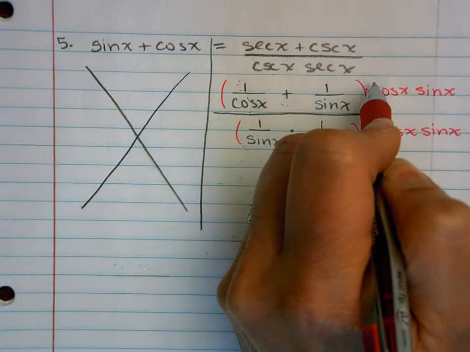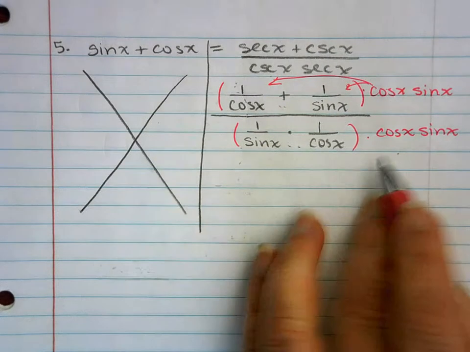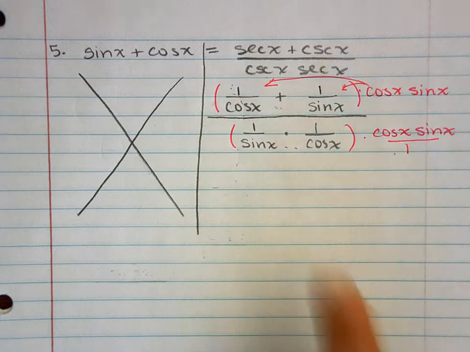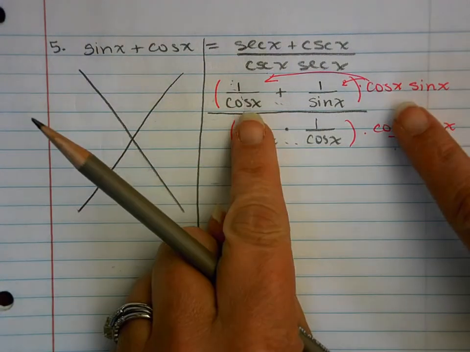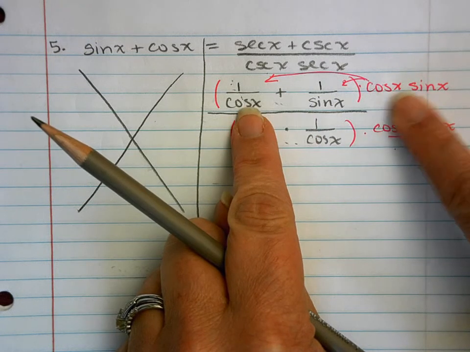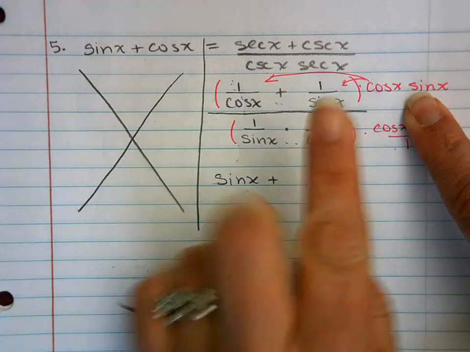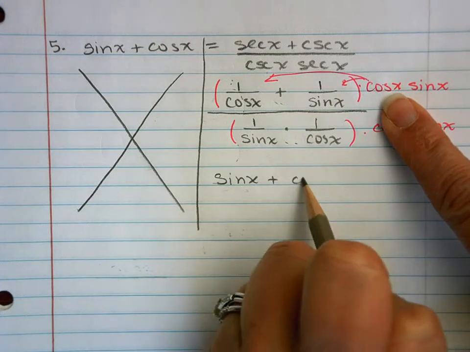And so here it's going to distribute because we have an addition. Here it's not going to distribute, it's just going to multiply straight across, right? There's no addition here, so it doesn't distribute, we just multiply straight across. So I'm going to distribute here across the top because of addition. The cosines will cancel, leaving just a sine of x. And then here when I distribute, the sines will cancel, leaving just a cosine of x.